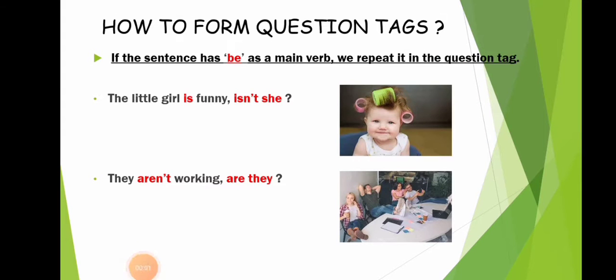If the sentence has be as a main verb, we repeat be in the question tag. For example, the little girl is funny, isn't she? The word is is called to be. We use is in the question tag, but it should be negative. It becomes isn't she? Another example, they aren't working, are they? The word aren't is called to be. We use this in the question tag, but it should be positive because the sentence is negative.